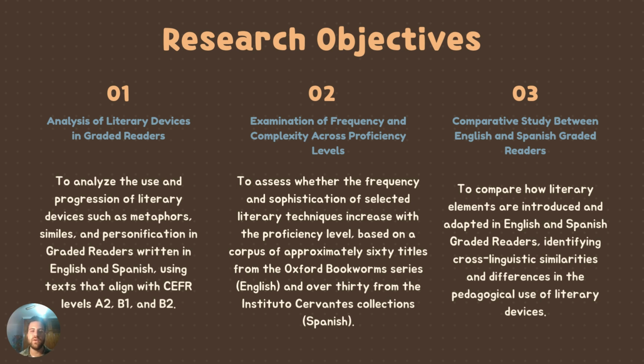Secondly, the examination of frequency and complexity across proficiency levels, to assess whether the frequency and sophistication of selected literary techniques increase with the proficiency level, based on our corpus of approximately 60 titles from the Oxford Bookworm series and over 30 from the Instituto Cervantes collections. Thirdly, a comparative study between English and Spanish graded readers: to compare how literary elements are introduced and adapted in English and Spanish graded readers, identifying cross-linguistic similarities and differences in the pedagogical use of literary devices.